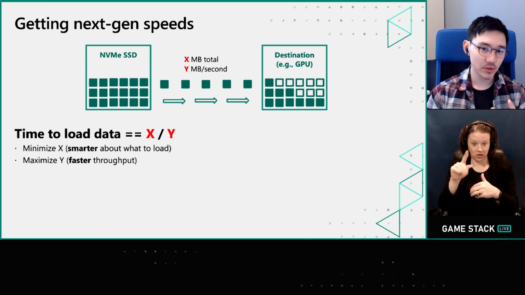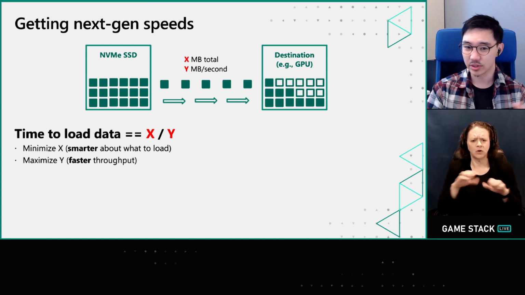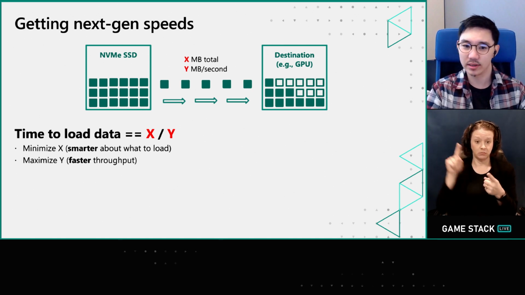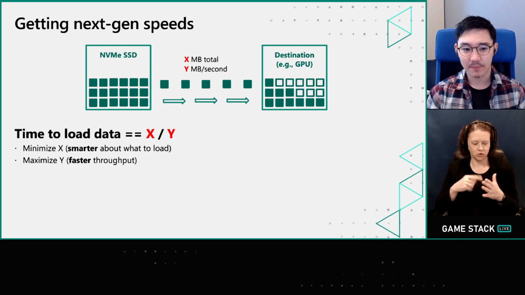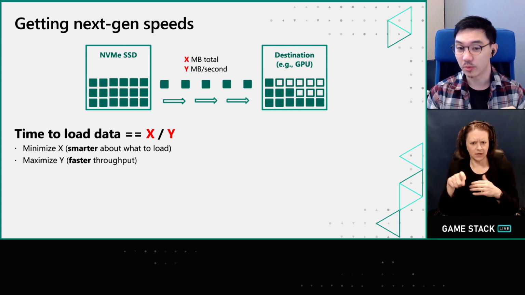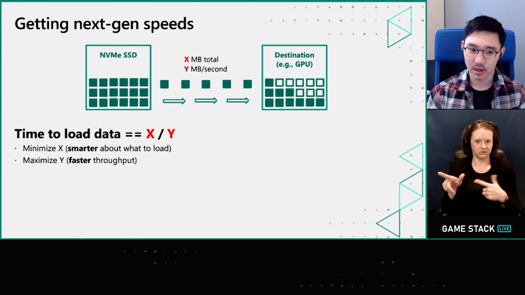And so there are two things that you can do to minimize load time. You can either minimize X, which is the amount of data, and we consider that being smart about what you load, only loading what you need, or maximize Y, which is increasing the throughput. By minimizing X or maximizing Y, you can reduce your load time.